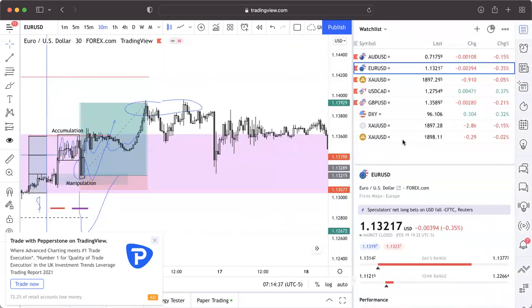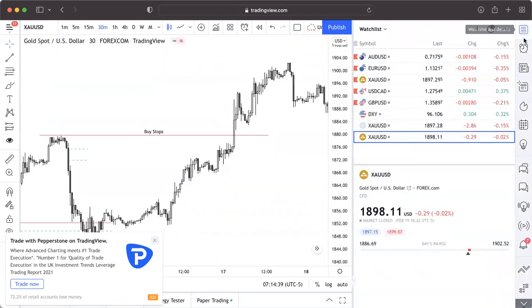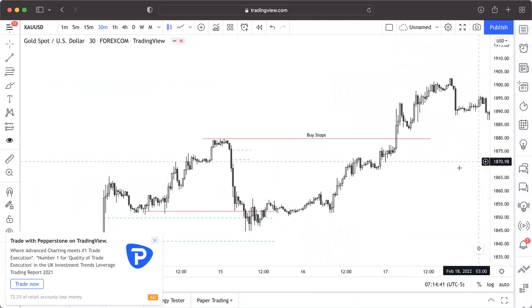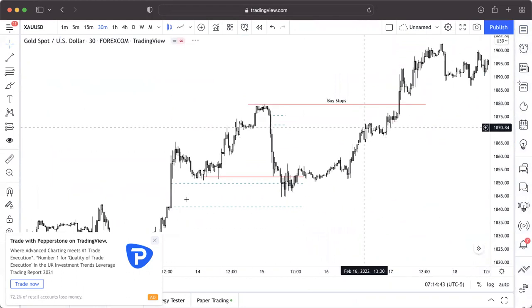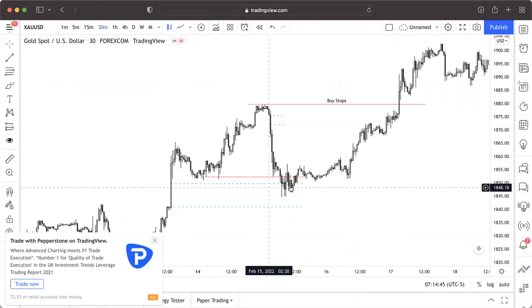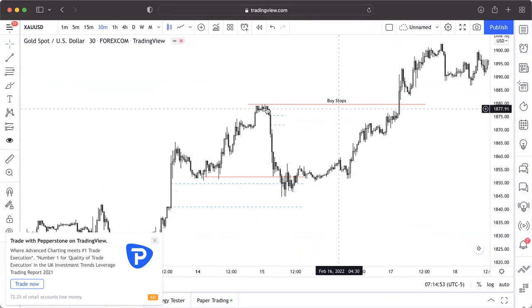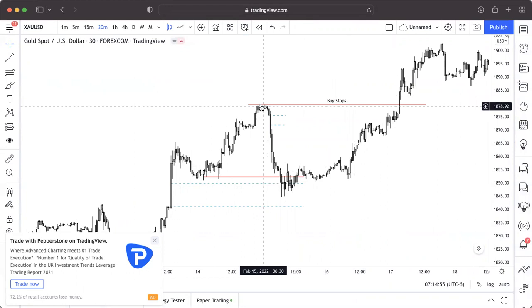The next idea we had on Tuesday was a gold long. And here we had the idea of the market filling in this fair value gap, which you can see is exactly what happens. So it filled in the fair value gap, and that's when it reacted and started moving to the upside to take out these buy stops.